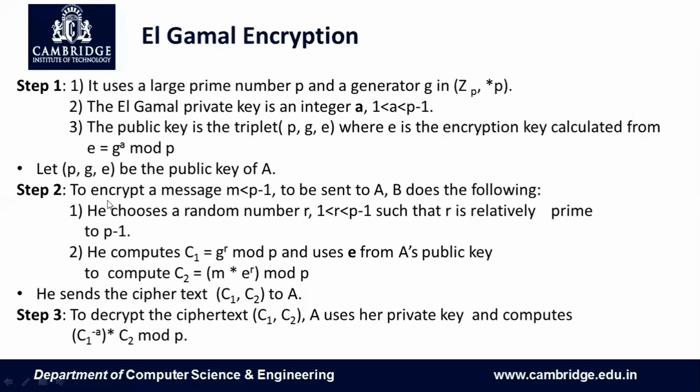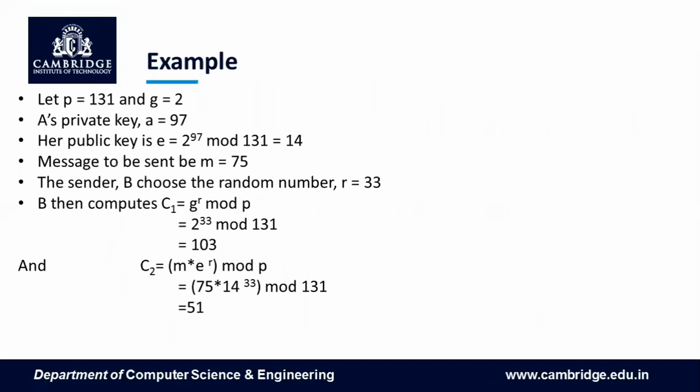Next, step 2, encryption. In ElGamal encryption, we are going to convert the message into two ciphertexts, that is C1 and C2. How is it done? By using these steps. And next, step 3 is nothing but decrypting the received ciphertext and obtaining the message by using this formula. Let us learn this ElGamal encryption with one example.